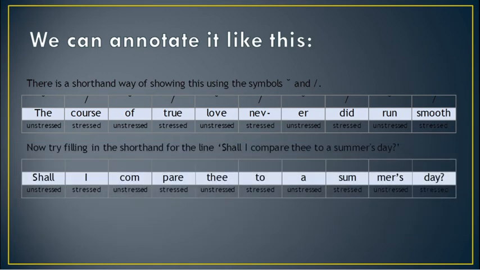So what I'd like you to do is try and fill in the shorthand for the line, shall I compare thee to a summer's day? And you can see there I've put each syllable in a different box, because it's not the words that we annotate, it's the syllables. So it goes, shall I compare thee to a summer's day? So just have a go at writing that line out and annotating it with a little dash and a slash like that. Do that now, pause the video, and then when you're ready, move on.